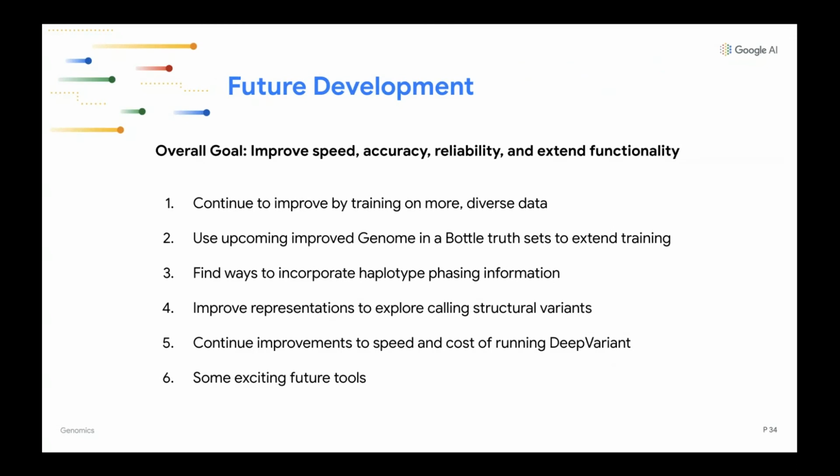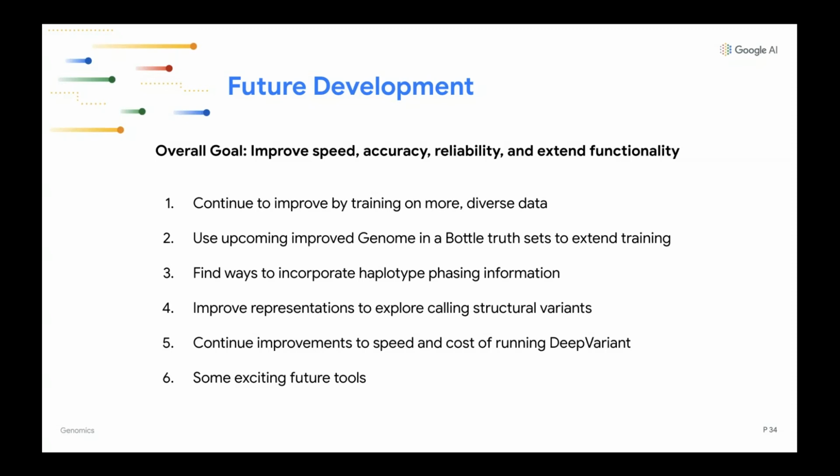So for the future development efforts, we want to continue to improve by identifying more and diverse data sets. We think this is going to continue to make DeepVariant better for HiFi data. We're eagerly anticipating extensions to the Genome in a Bottle truth set. By extending it, we think that this will allow us to train and perform even better on the non-confident regions, and hopefully on the confident regions as well. We're trying to find ways that incorporate that haplotype phasing information to gain that additional performance boost.